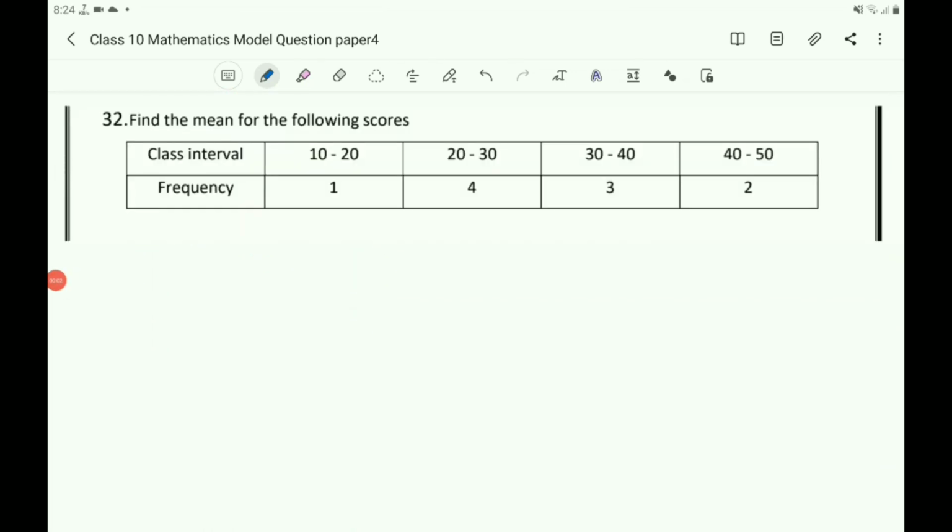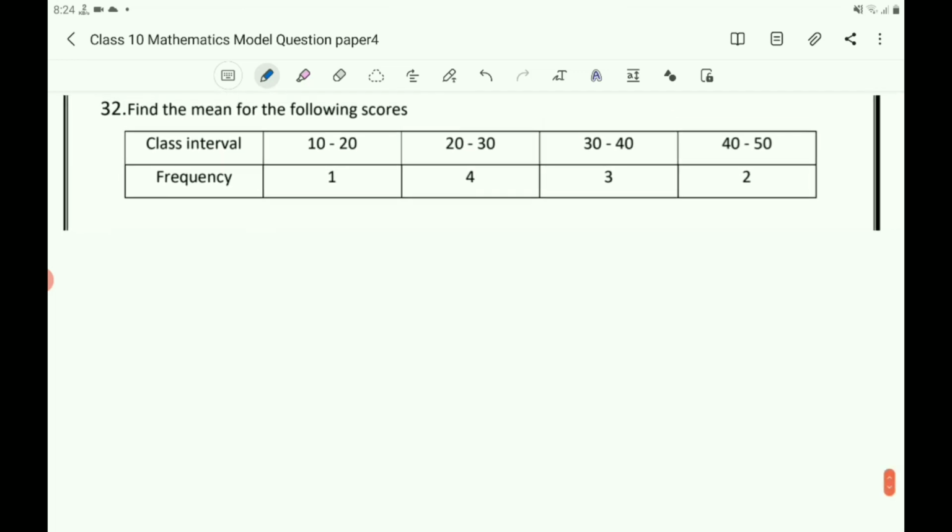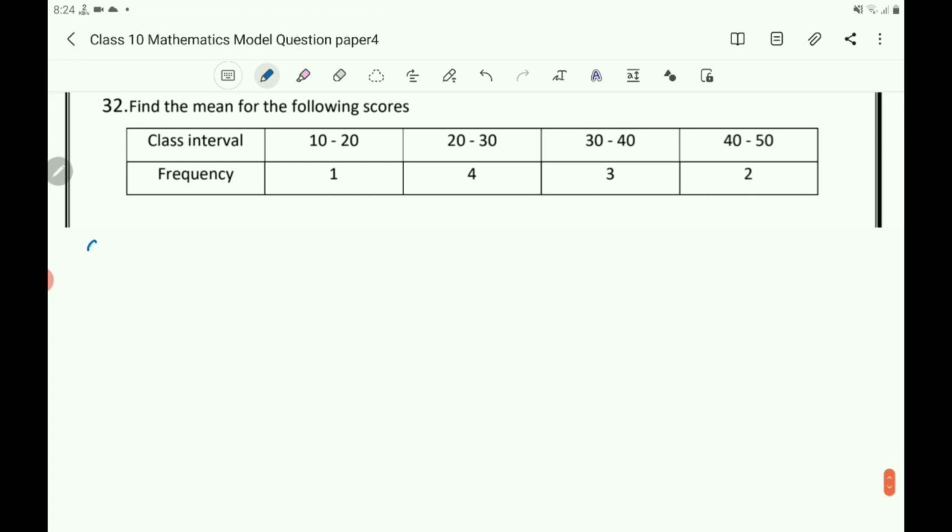Now the question number 32. Find the mean for the following scores. Your class interval and frequency are given. Now let us write them in the vertical column. So you write class interval, frequency.